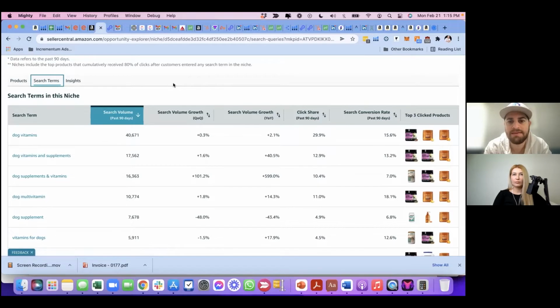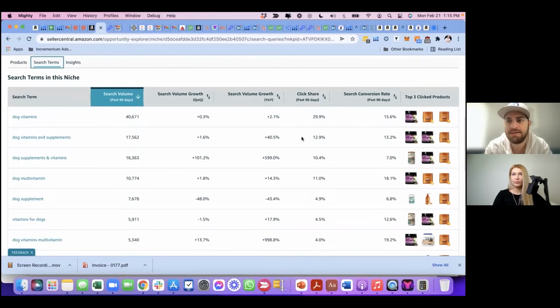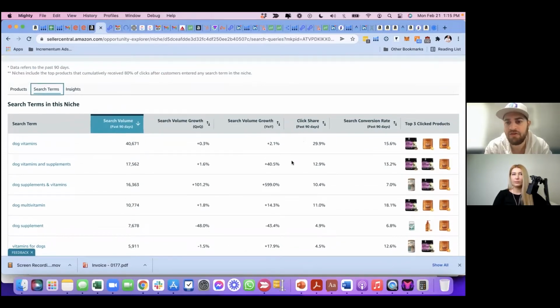So again, this could tell me how much a particular search term is important. So for example, dog vitamins has 30% of all the click share in this particular niche, right? So if I take the top, let's say 4 search terms here, they make up about 60% of the entire market goes to the top 4 search terms.